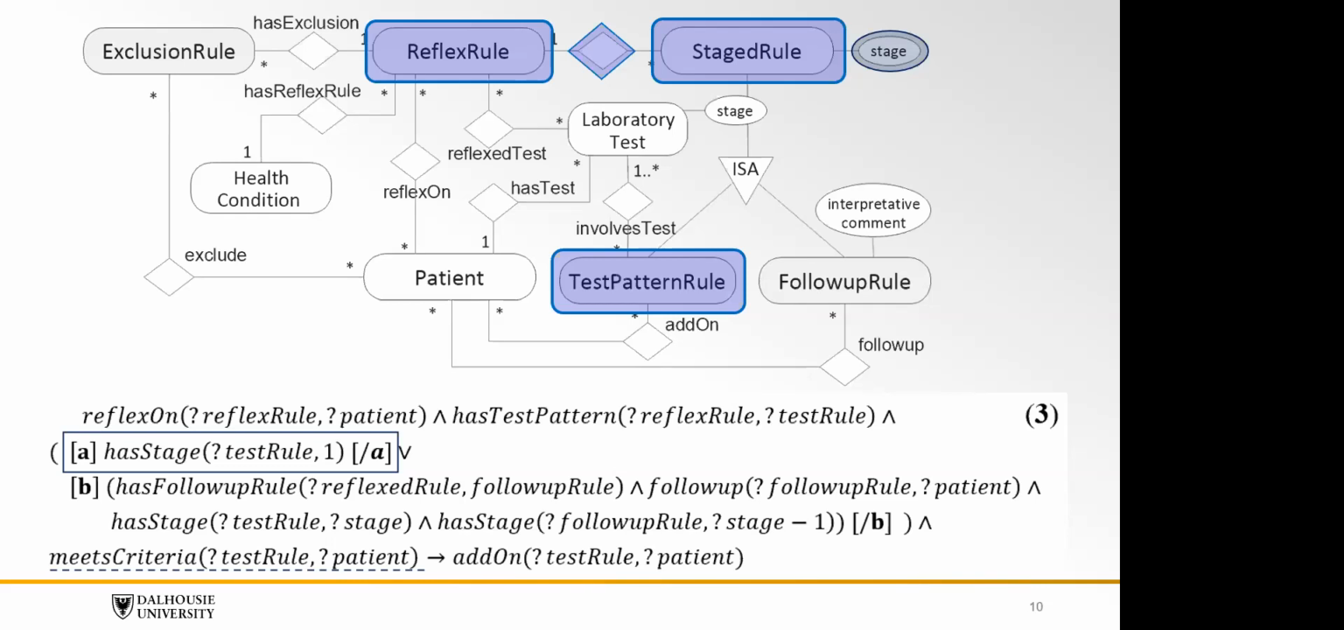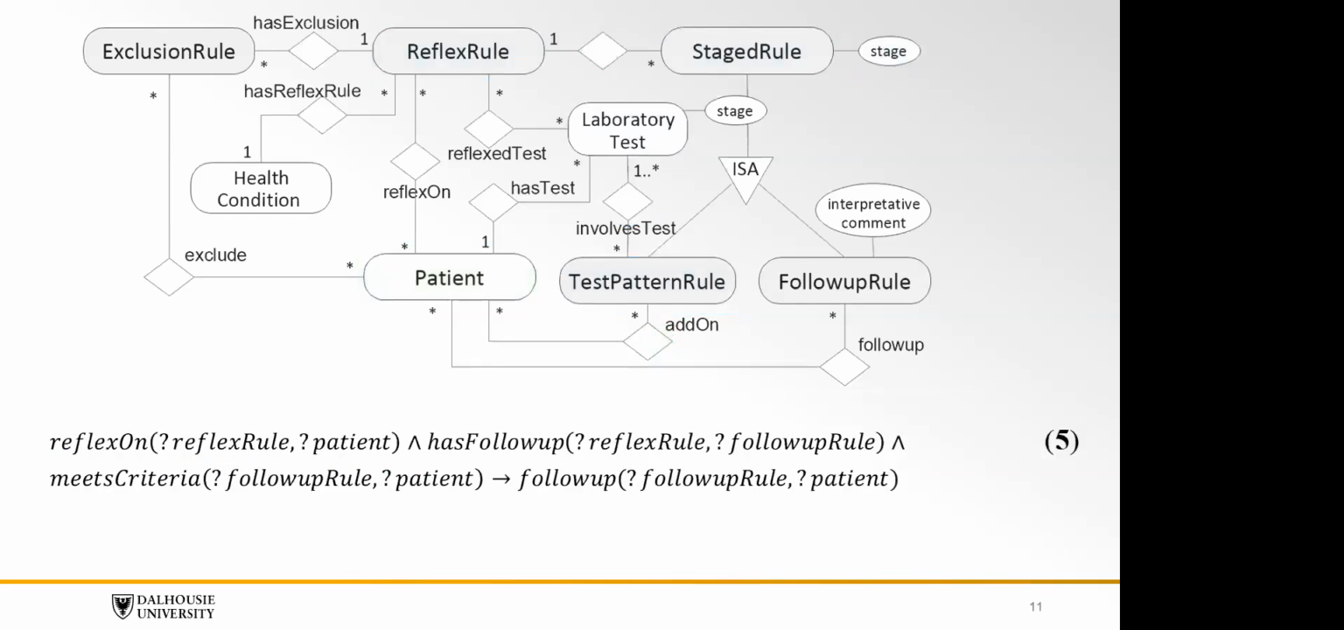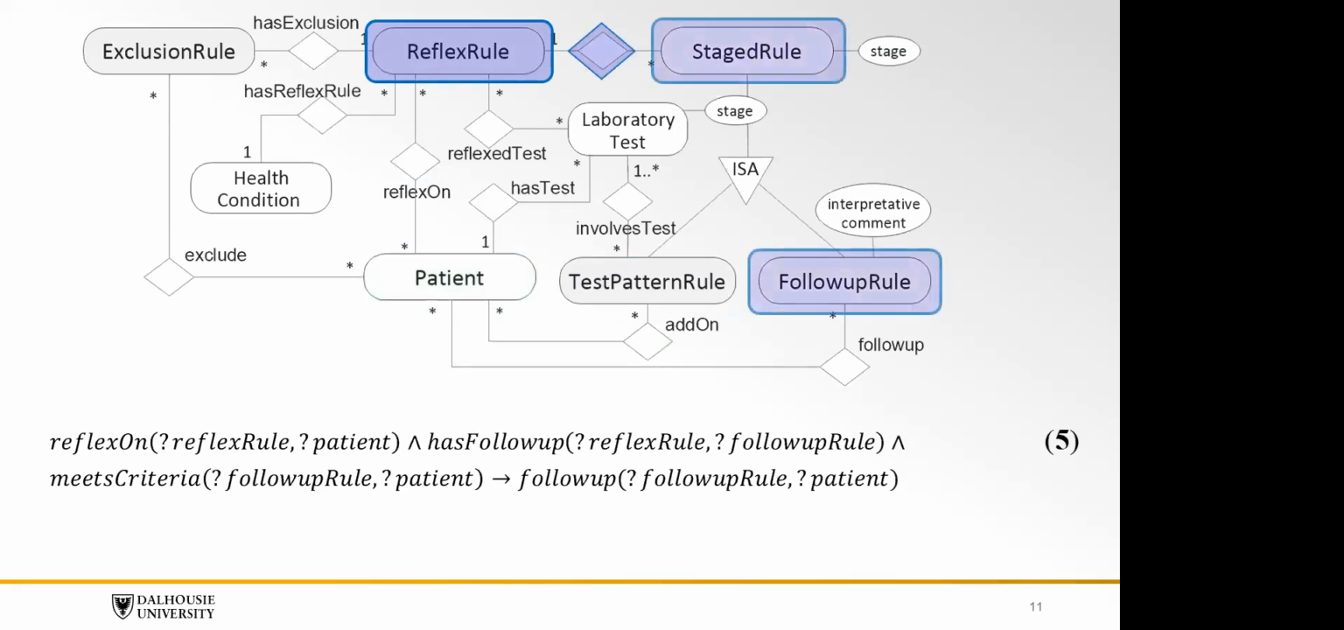And in case that test pattern has certain domain-specific criteria that are met, then we infer that this test pattern rule adds on certain tests onto the patient, right? And our ontology includes which particular laboratory tests need to be added onto the patient sample. But then I will give examples of the domain-specific criteria later on. So how about follow-up? So how do we trigger additional stages? That's with follow-up rules. So again, we have a reflex rule that was reflexed on a patient. That reflex rule has a certain set of follow-up rules.